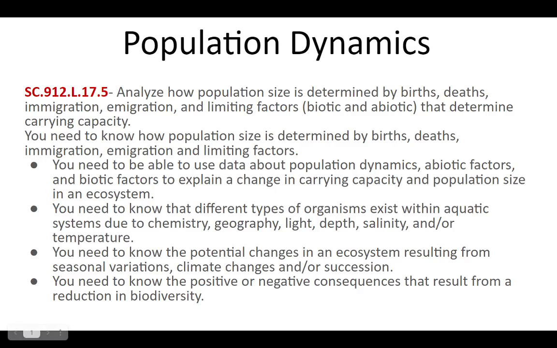And yes, I do not hear a difference when you say those, so you need to be sure when somebody says immigration which one they're referring to. And limiting factors, biotic and abiotic, that determine carrying capacity. So we're going to be covering that. You can read the rest of this if you want to, just pause it. But I'm going to move on.